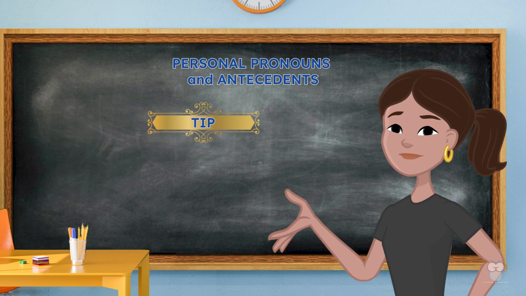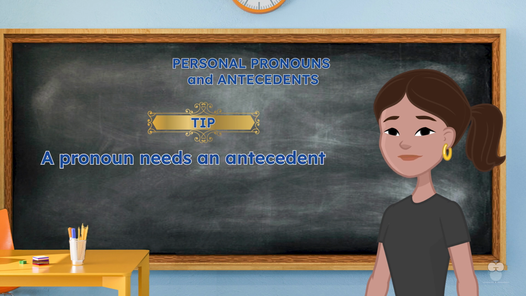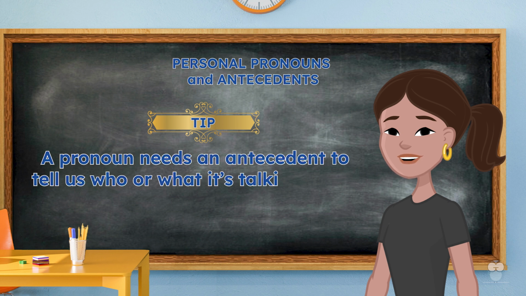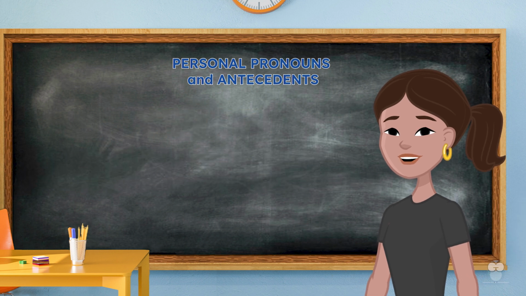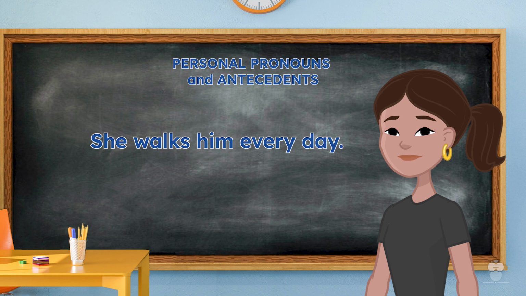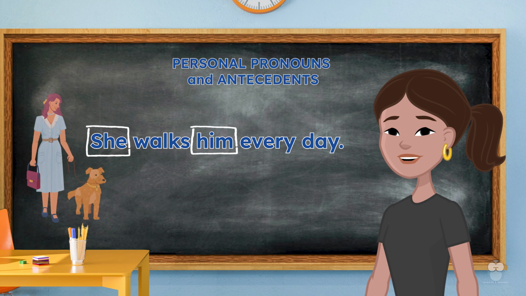Here's a tip. A pronoun needs an antecedent to tell us who or what it's talking about. Without an antecedent, we'd be left wondering. We might even continue that idea with this sentence. She walks him every day. She and him are both pronouns, and their antecedents, Emily and Nemo, are referenced in the prior sentence.